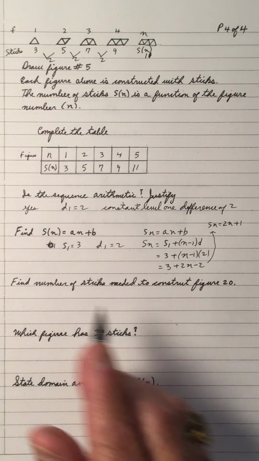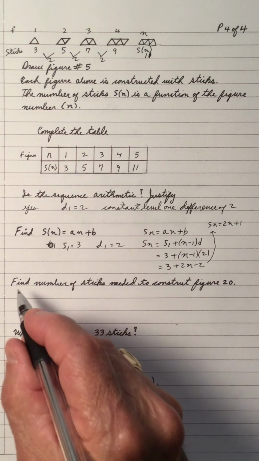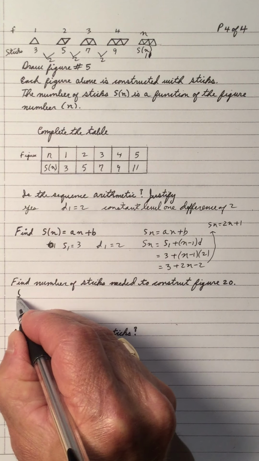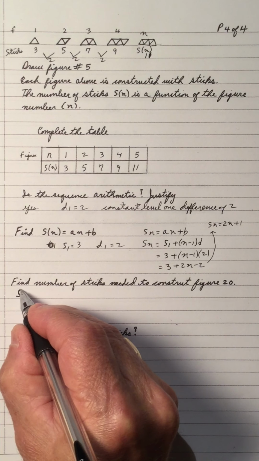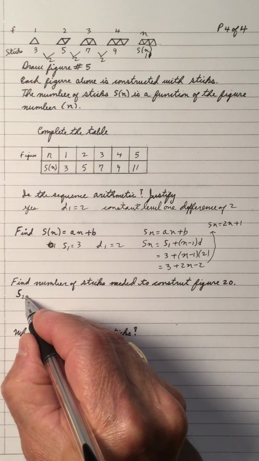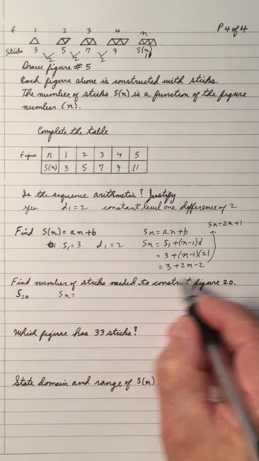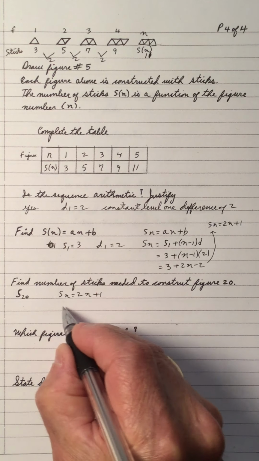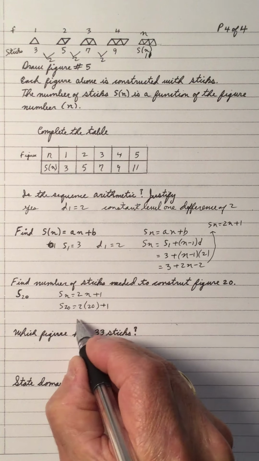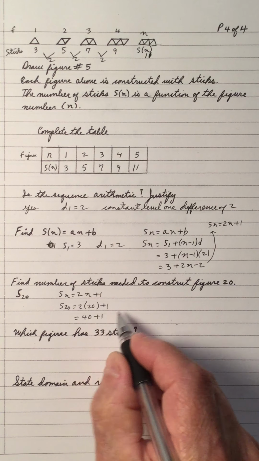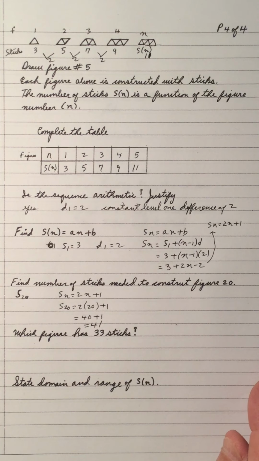So let's find the number of sticks needed to construct figure 20. So figure 20 is S20. S for sticks, same as T for term. So we want S20, and Sn equals 2n plus 1. So S of 20 is 2 times 20 plus 1. So that's 40 plus 1. So we have 41 sticks in figure number 20.